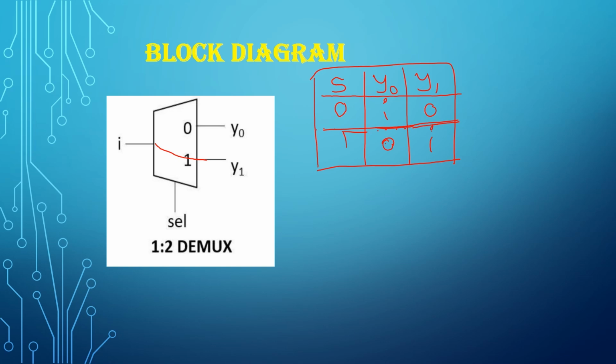Now let's find out the logical expression of y0 and y1. For y0, where y0 is high in this case, we can write S bar into I. For y1, where y1 is high, S into I.